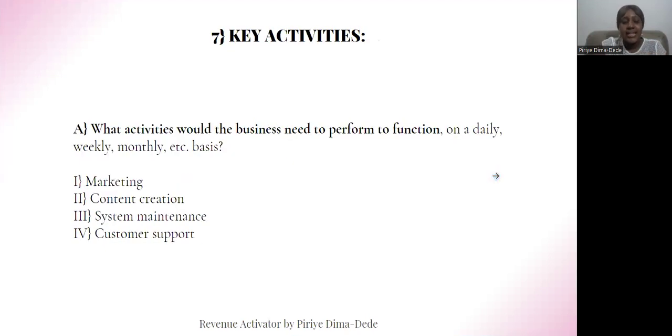7 is key activities. What activities does Canva need to perform to function on a daily, weekly, monthly, and so on basis? So they need to market, they need to create content, they need to maintain their systems to ensure that their app is running quickly, there are no downtimes and so on. And they also need to perform customer support to support their customers and smooth out any rough areas so that everything flows great and people can use their products.